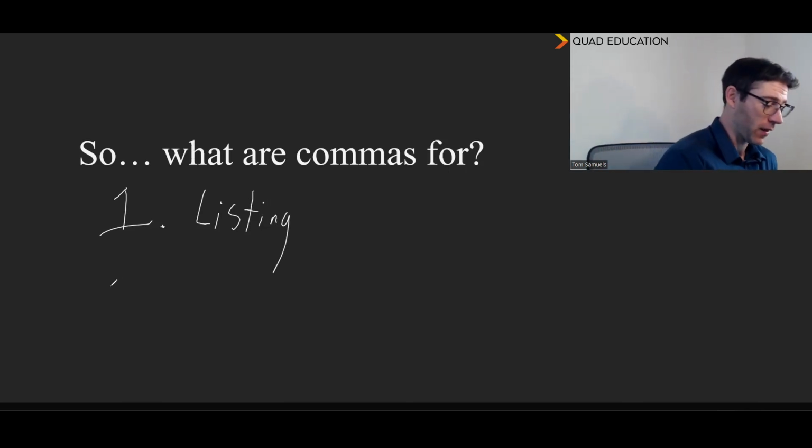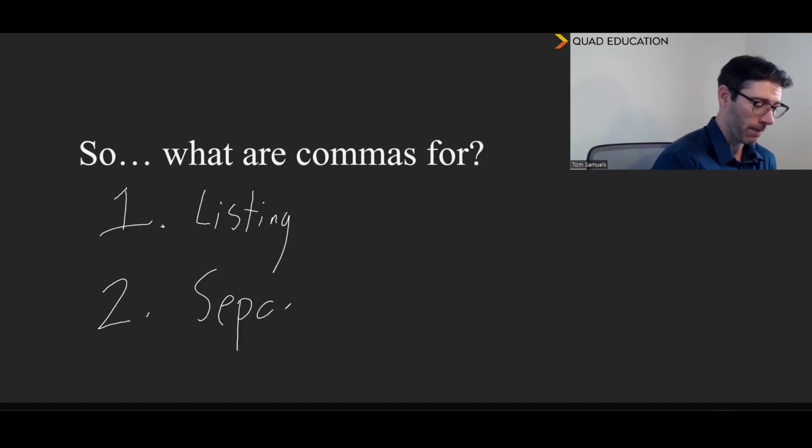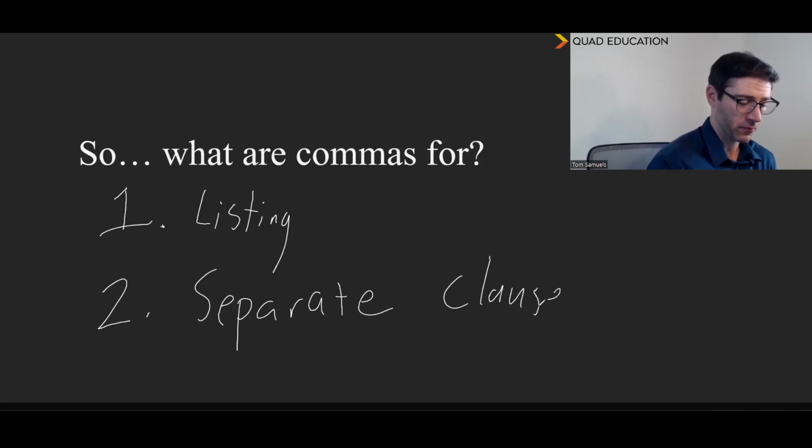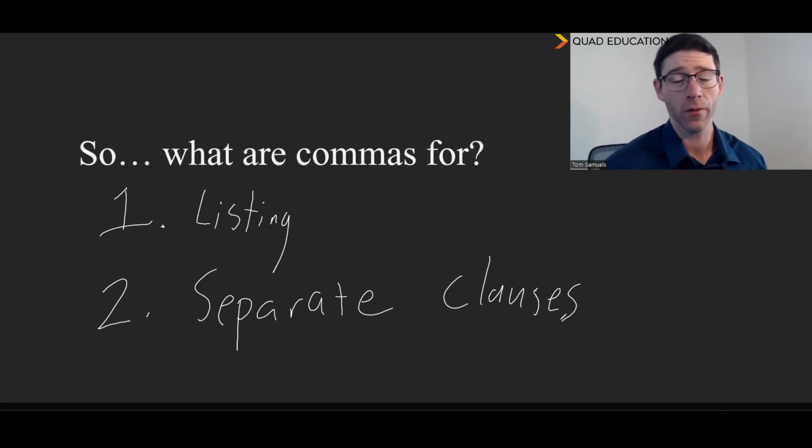And the second thing that commas do is they separate clauses, which is why we need so much to understand what an independent and a dependent clause is, respectively. This helps us to understand that all commas do is indicate where one clause ends and another one begins. So two uses, can't say it enough: listing and separating clauses.